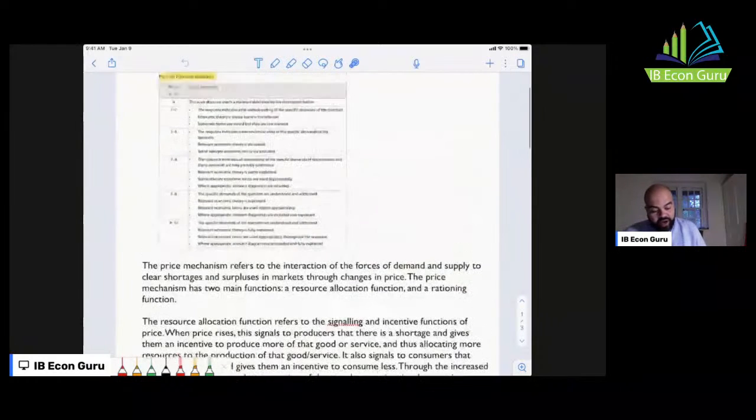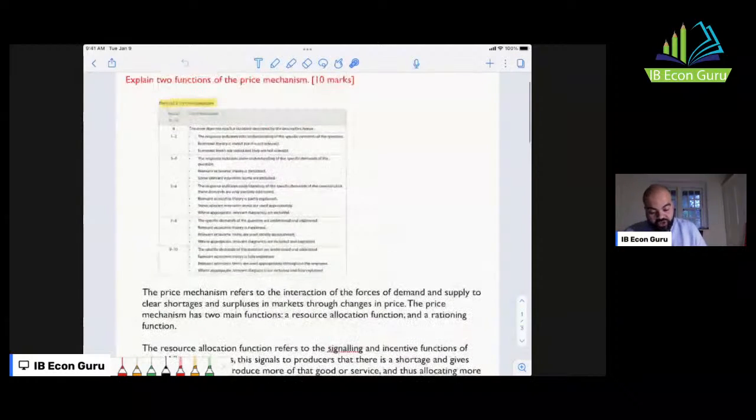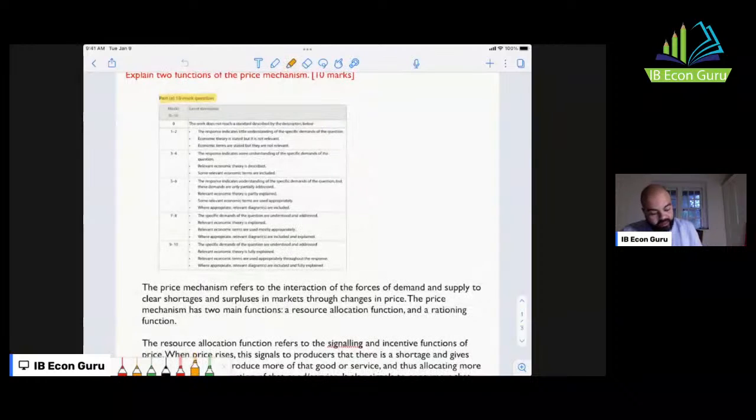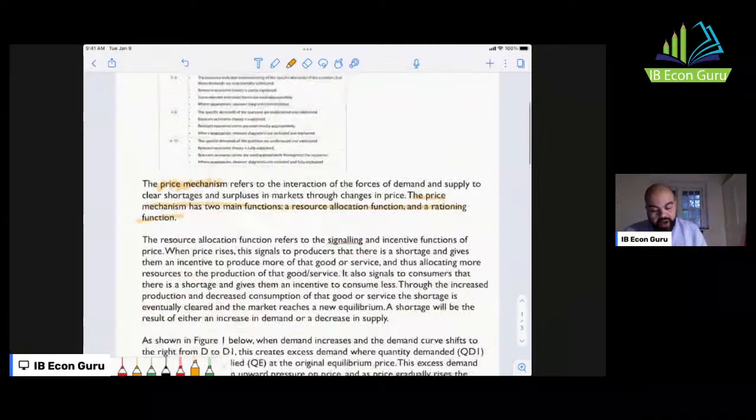This is my introductory paragraph. You'll notice I've actually answered the question here when I said the price mechanism has 2 functions. In short form, I've answered the question and I have defined the price mechanism. So this is paragraph number 1. All right, paragraph number 2.